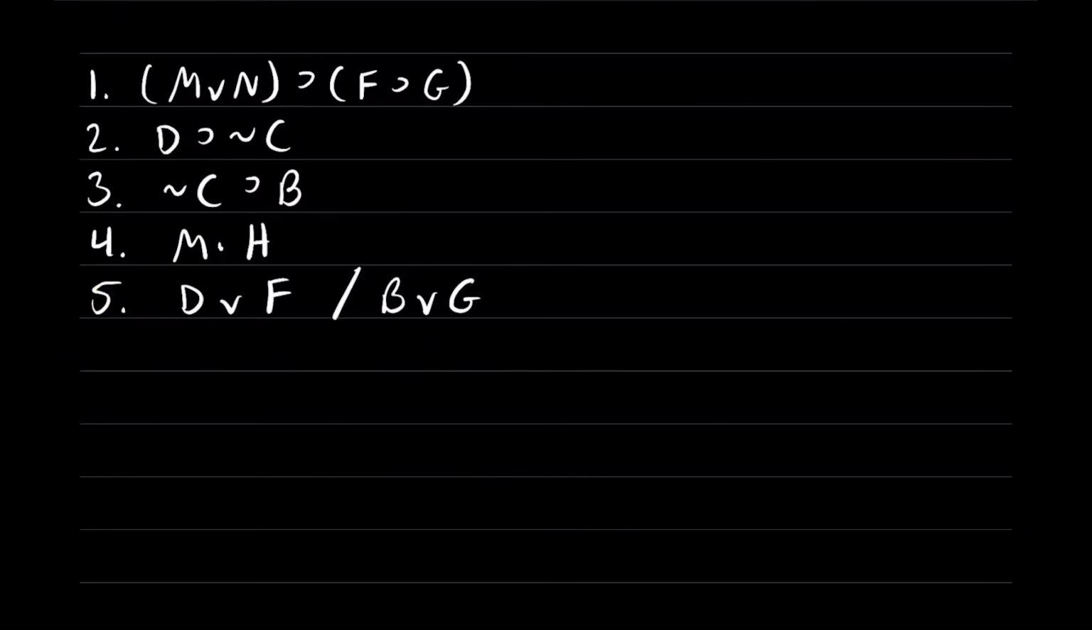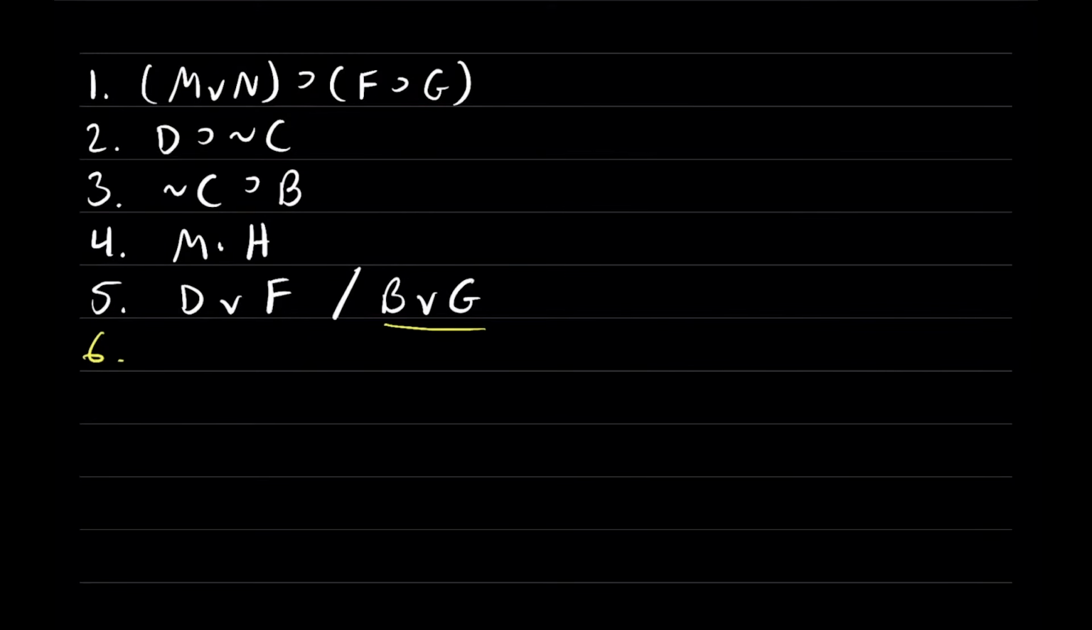This is a fairly scary looking argument. We have 5 premises now and a conclusion. The first premise says, if M or N, then F implies G. Line 2 tells us that D implies not C. 3 says not C implies B. Line 4 tells us that 2 things are true, M and H. 5 says one of 2 things is true, either D or F, and we're trying to show this conclusion, either B or G. Let's dive in and see if we can figure out how to do this.